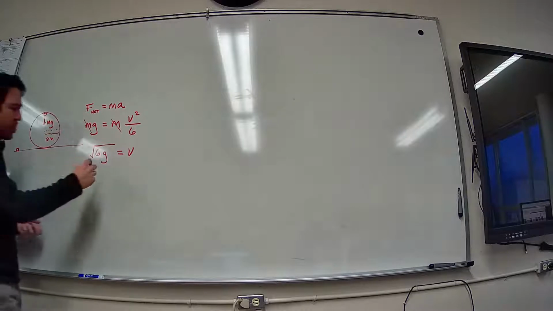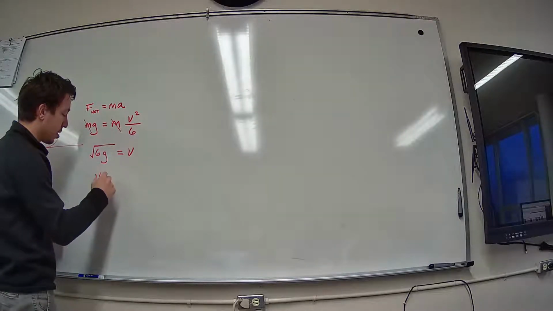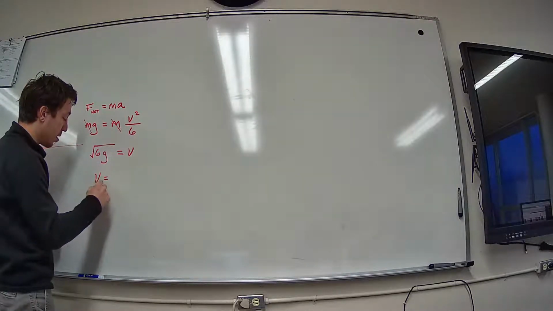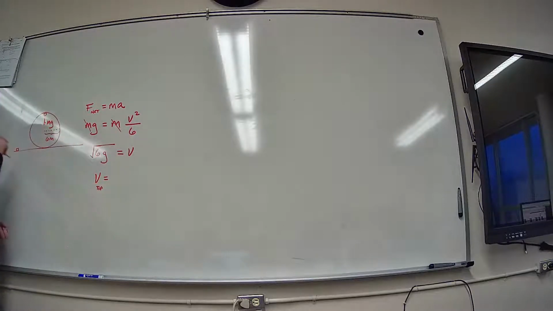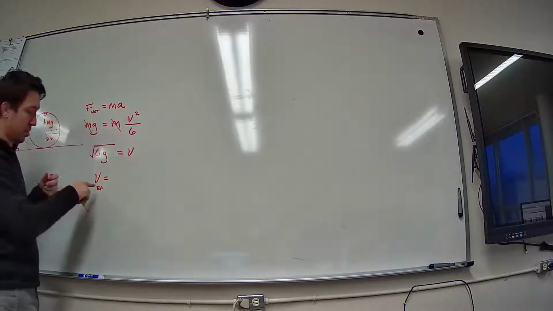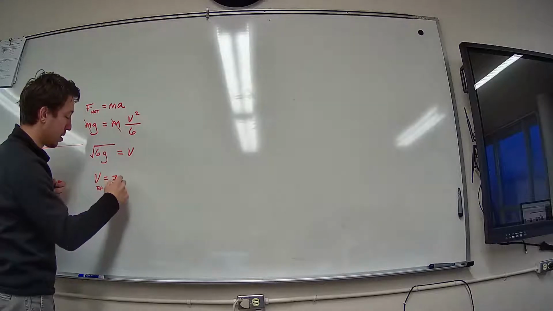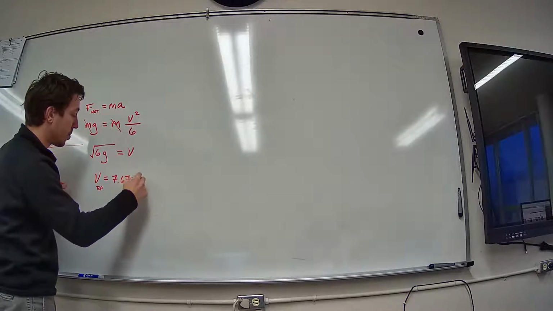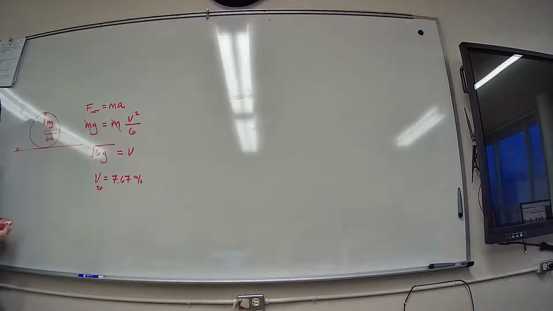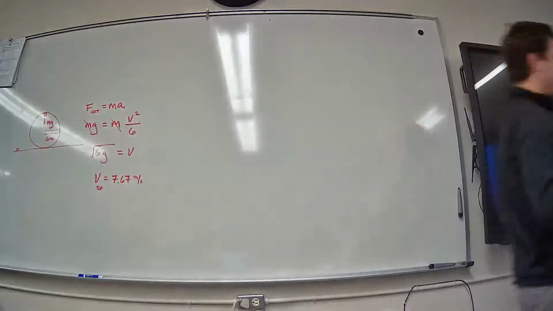So let's get a decimal here. What does this come out to be? I'm going to call it v top. 7.67. Do you understand what we just calculated?